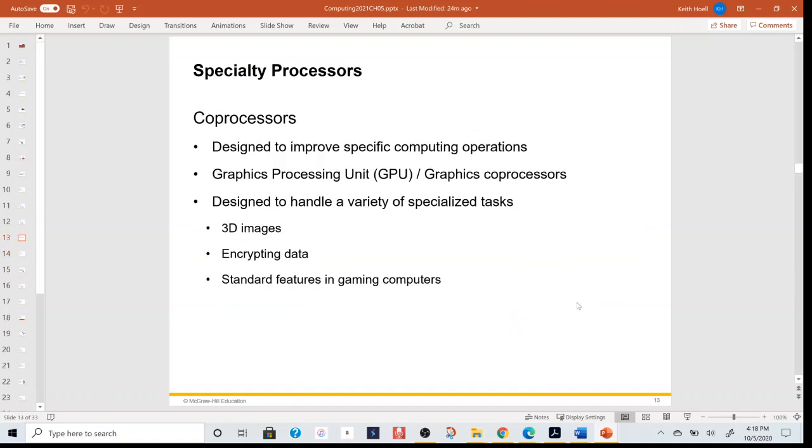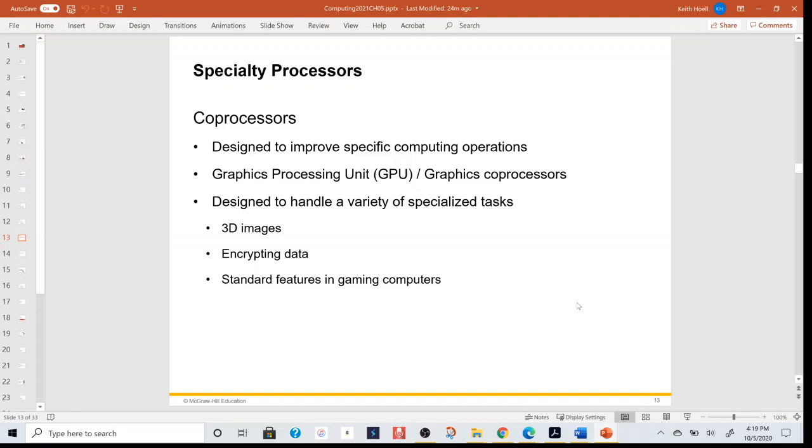Something you may hear of too is a GPU. A GPU is a graphics processing unit. What the GPU does, it exists on a graphics card. So if you're playing some really intense video games, you can upgrade your computer's graphics card. The graphics card is what your computer monitor is plugged into. Some people will buy a high-performance graphics card. It has a GPU built in.